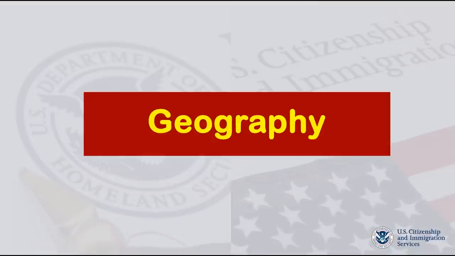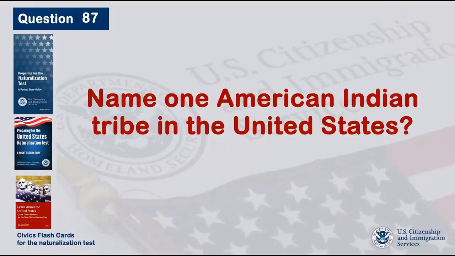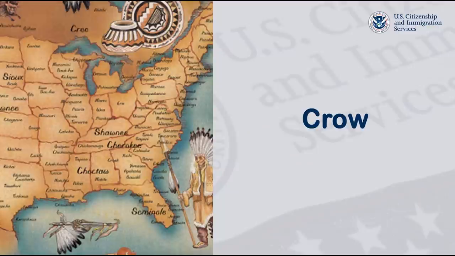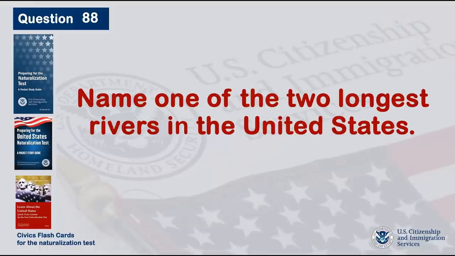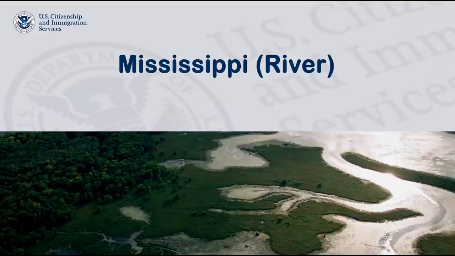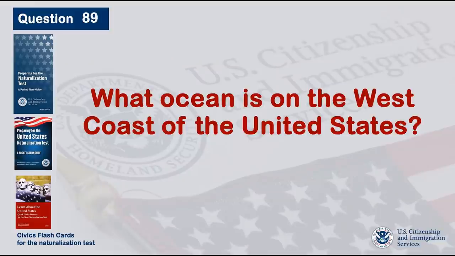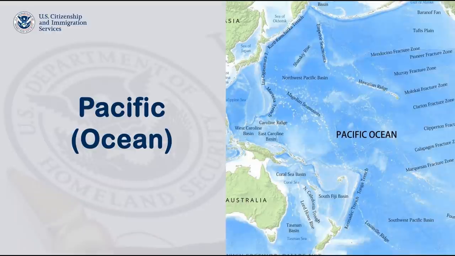Second group. Geography. Name one American Indian tribe in the United States. Crow. Name one of the two longest rivers in the United States. Mississippi. What ocean is on the west coast of the United States? Pacific Ocean.